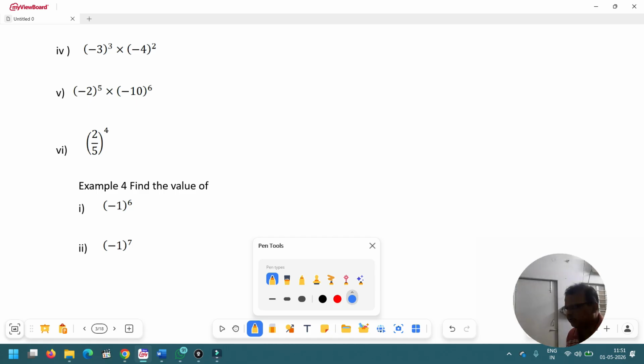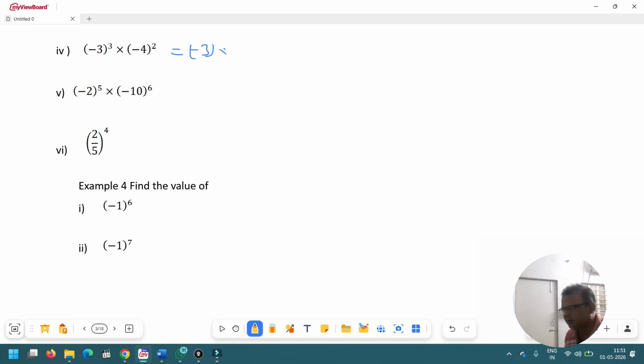Now consider the next example. 3 to the power minus 3 is equal to minus 3 into minus 3 into minus 3, into minus 4 into minus 4, that is equal to minus 27 into plus 16, that is equal to minus 432.